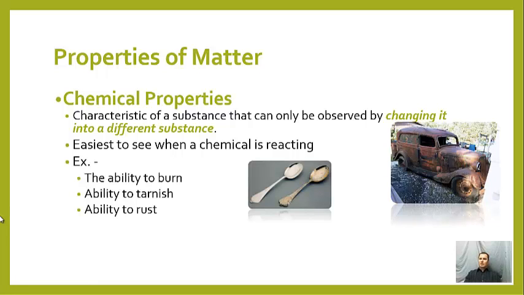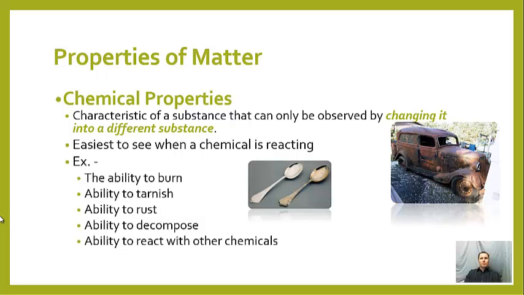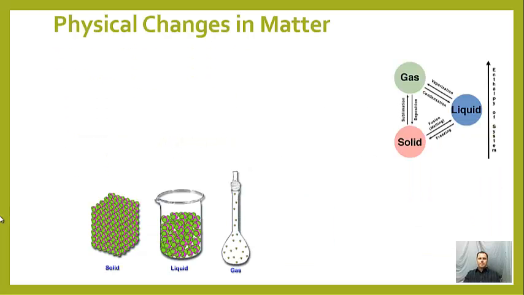Rusting. We don't see many cars looking like this these days, or at least newer cars, so we got better technology to prevent that. But rusting is a definite chemical property. Ability to decompose, things breaking down. Okay? And ability to react with other chemical reactions is a chemical property as well.